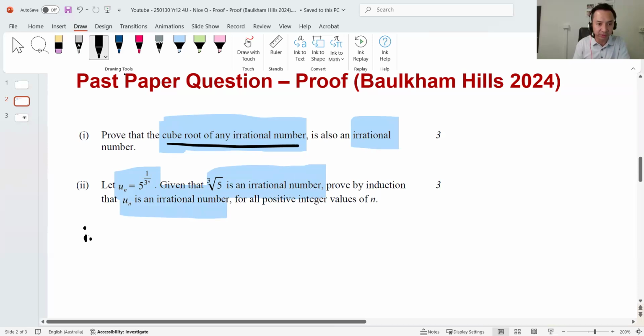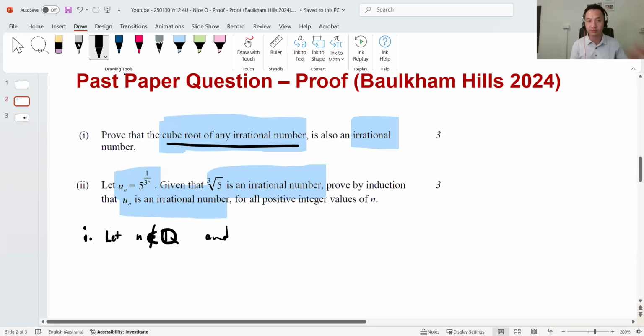So maybe I'll define an irrational. So let n be irrational. The cube root of this is irrational, so I have to say it's also irrational, and prove that the cube root is irrational.